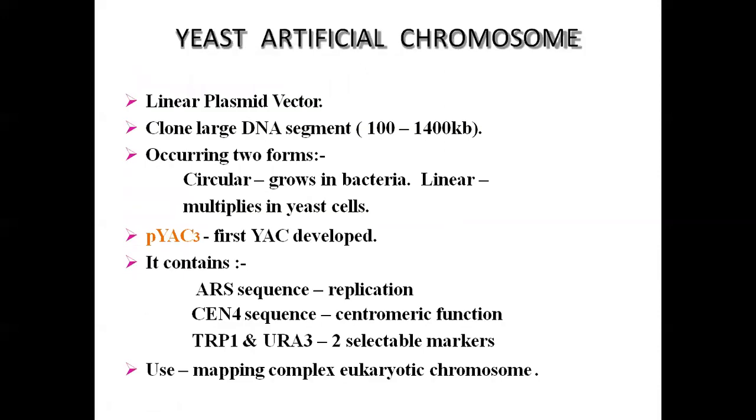Each artificial chromosome also has some features: a linear vector with its size, or it may be circular. Here is an example. It contains the ARS sequence and centromeric function. A selectable marker is very common, because when you have cloned a gene into the bacterial cell, you need to multiply the colony on a medium. So in the medium you have to give the antibiotic. These are the selectable markers.